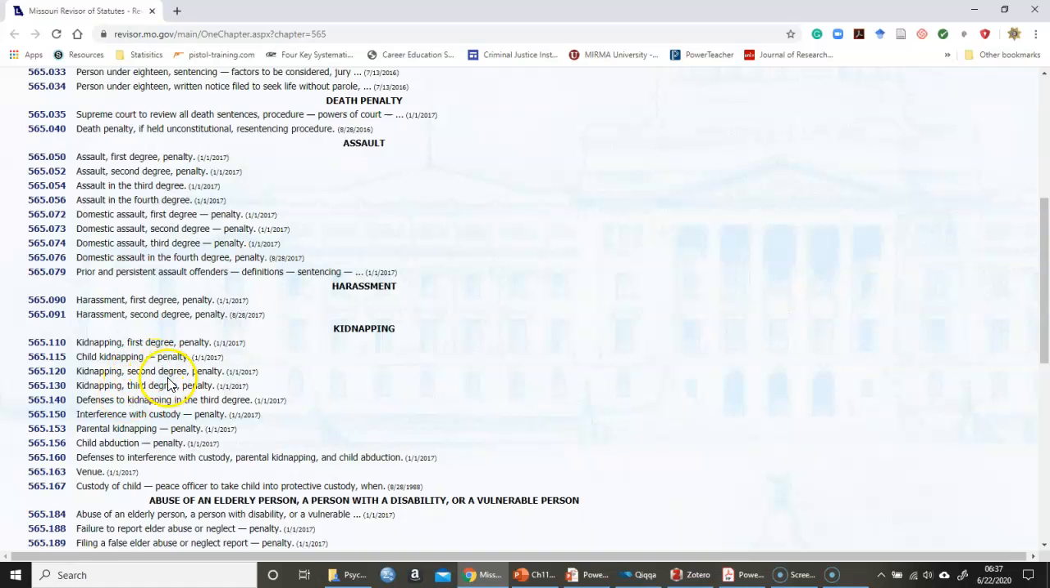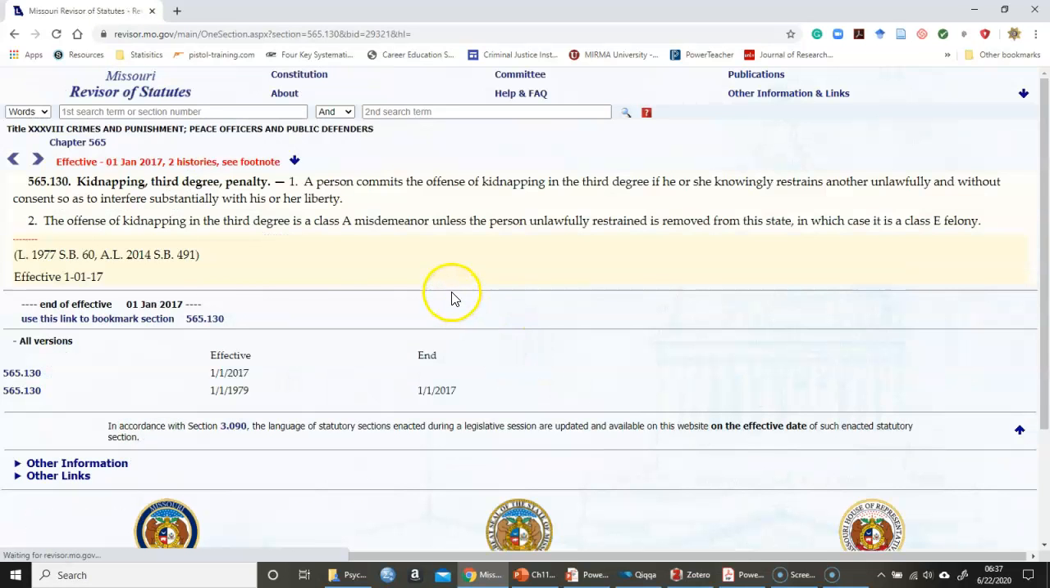Basically all these. One of the ones I want to look at though is kidnapping third degree. We used to have a statute called felonious restraint, and that went away, and we added kidnapping third degree. So a person commits the offense of kidnapping third degree if they knowingly restrain another unlawfully and without consent so as to interfere substantially with his or her liberty. So this could actually be a case where we had a couple break up. One party goes over to the other one's house and they want to leave, and one party says, no, you're not going anywhere. Just by threat, they could be restrained in that they were afraid to confront the other person.